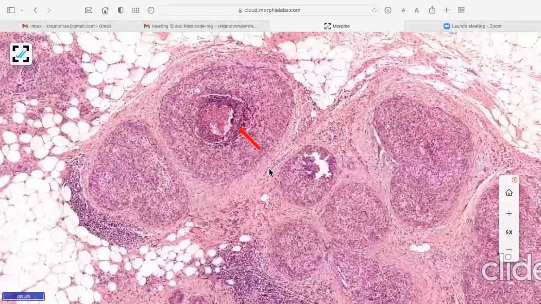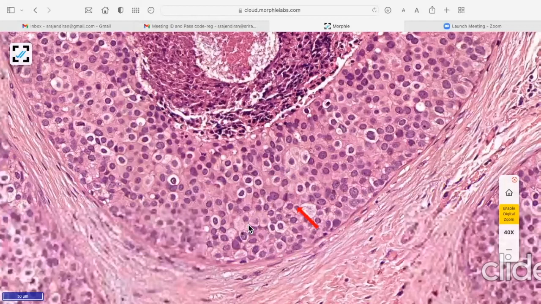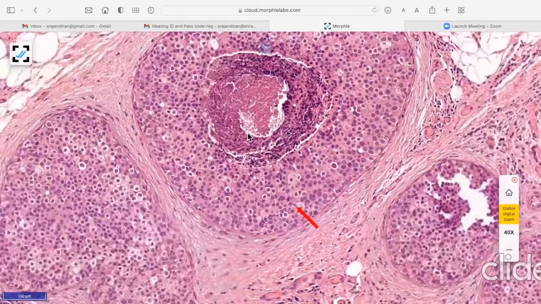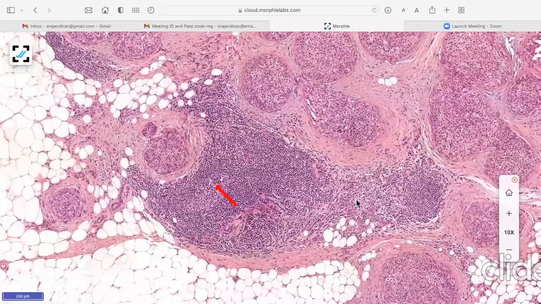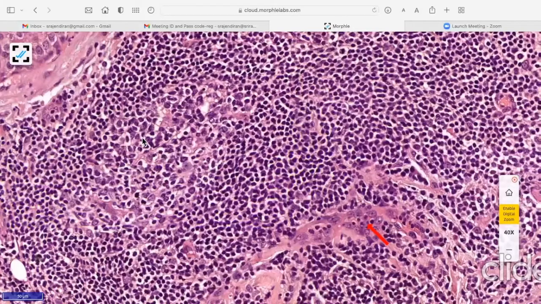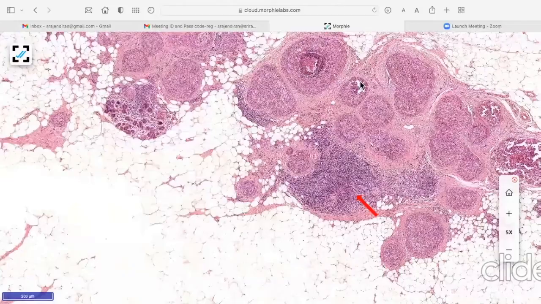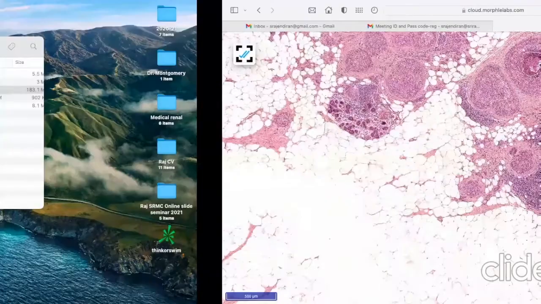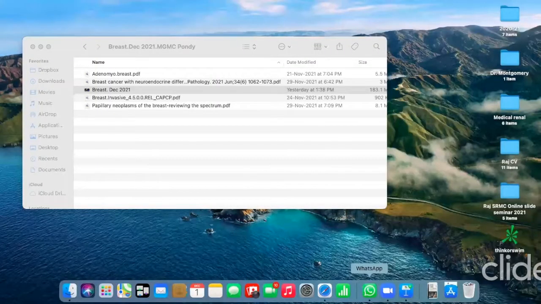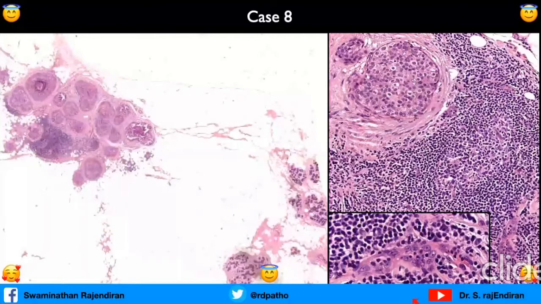And what is happening here, you can see small nests of tumor cells. This is less than 1 millimeter, and you can see a normal breast lobule there. DCIS, but only in this focus the lymphocytes are very high in number. If you do cytokeratin, you can pick up some of the epithelial cells, but please believe me, they are less than 1 millimeter, so they are nothing but microinvasive carcinoma.